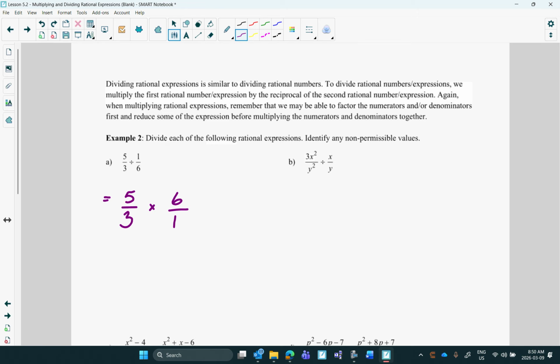And now it's like the question on the previous page. What can I reduce? There's no non-permissible values, by the way. 3 and 6 can go down to 1 and 2. So I'm left with 5 times 2 over 1 times 1, which simplifies further to 10.